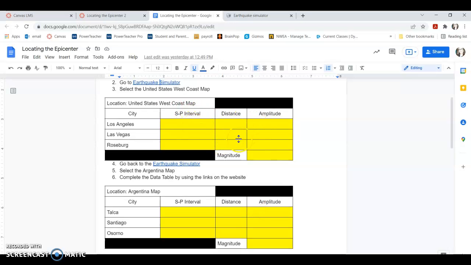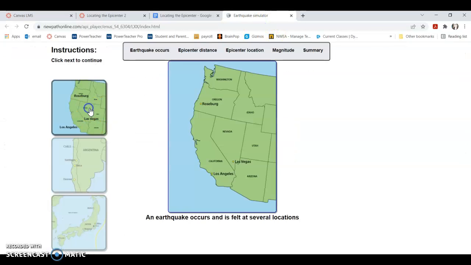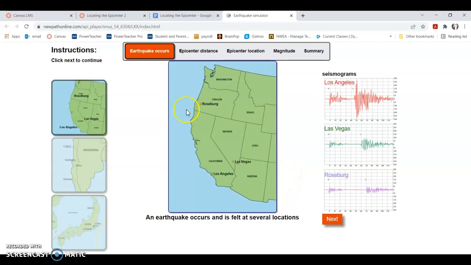You're going to be filling out these tables based on information that you notice. So we're going to click on one of them, and we see that an earthquake has occurred. You have 3 different seismograms that have been recorded by a seismograph. You see how it looks like a lie detector test or a heart rate monitor. So first we would have our P waves, and then we would have our secondary waves. We can see right here these tiny little letters P and S.